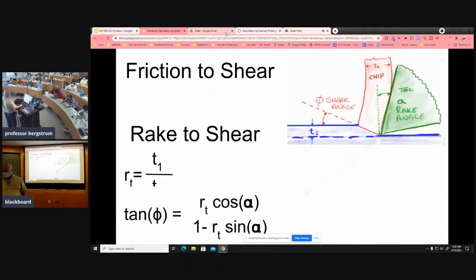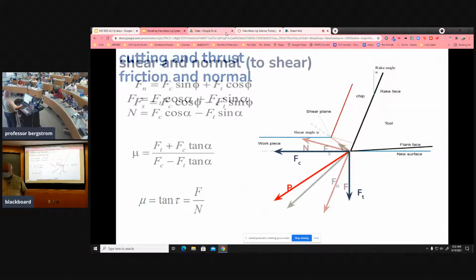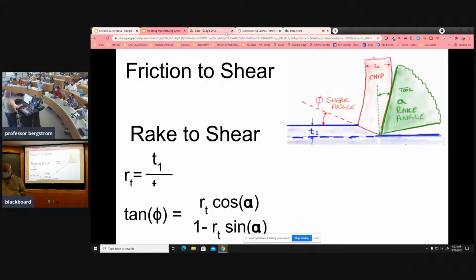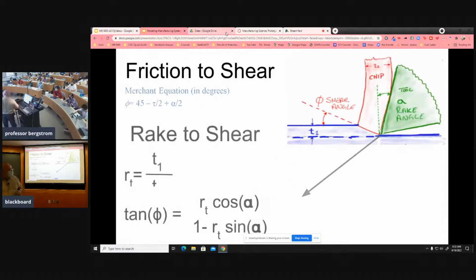Go back up here. Maybe it's the other direction. So that friction angle, mu, is the friction coefficient, right? So mu equals the tangent of the friction angle, and it equals F over N. So we can figure out what that friction angle is if we know these things. Back to here, Merchant figured this out.